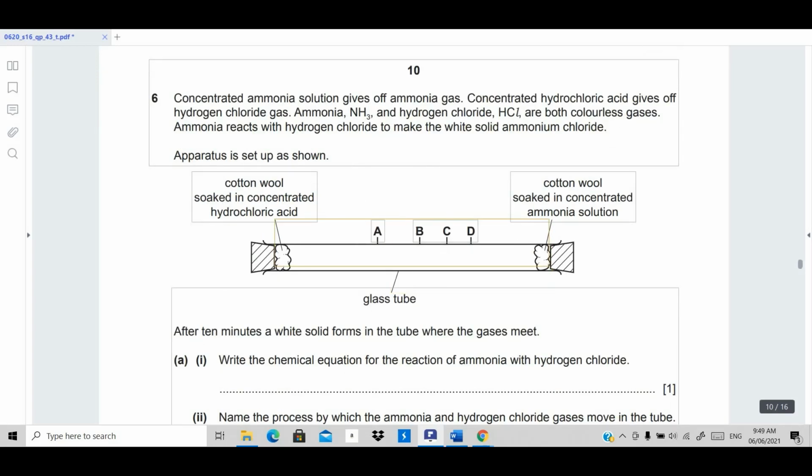So you can see here the positions we have to basically determine. Cotton wool soaked in concentrated hydrochloric acid and cotton wool soaked in concentrated ammonia solution. Okay, now they're asking, after 10 minutes, a white solid forms in the tube where the gases meet. Write the chemical equation for the reaction of ammonia with hydrogen chloride.